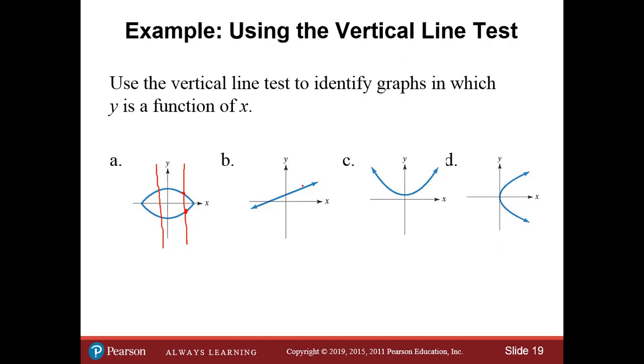Now what about this one? Can I draw a vertical line anywhere that intersects at more than one place? And the answer is no. No matter where I draw a vertical line, it will only intersect the graph once. Same here.